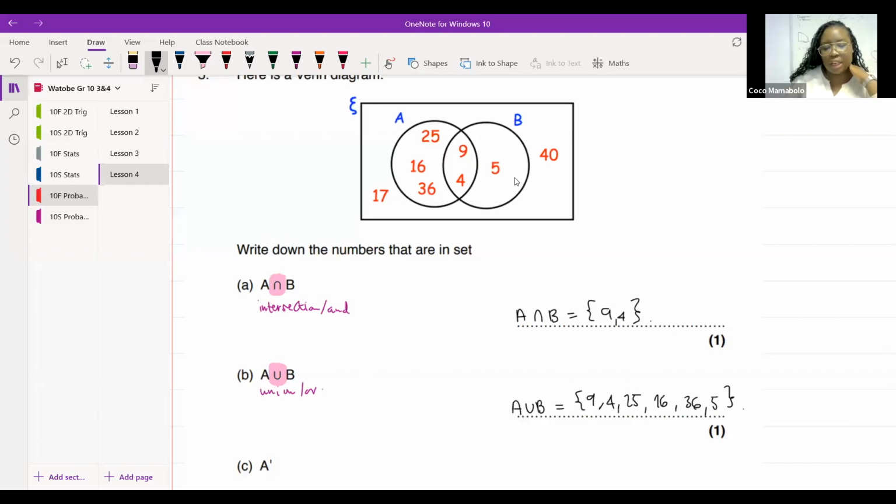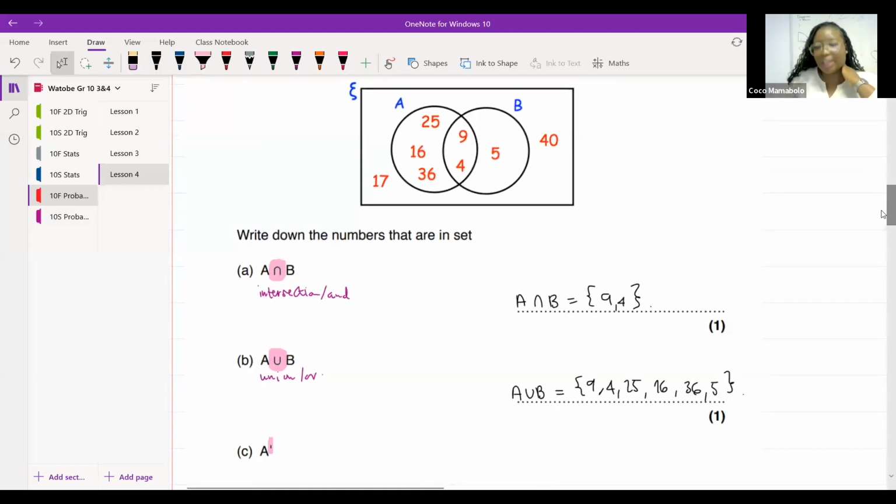Let's talk about this last one over here. The last one says A complement. So what do they want from us? Anything but A, or anything involved with A. So it's going to be 17, 5, and 40. Now I'm writing 15 because you said 5. Okay, 17, 5, and 40. Just pure gold, my dude. Excellently done.